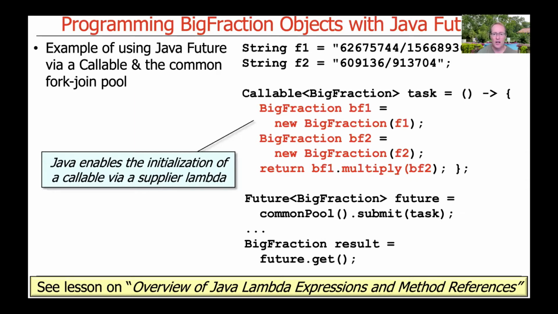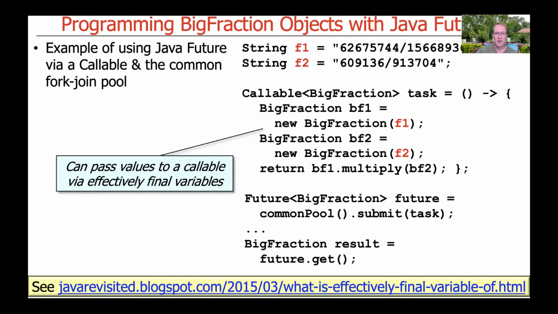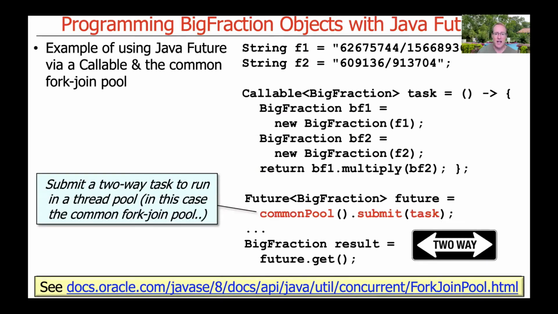So we can say the callable is a supplier lambda that will create two big fractions from the strings that are effectively final, and then we can go ahead and have those things multiplied together. So F1 and F2 are these effectively final variables. Down here, we then take this task and we submit it to the common fork join pool, and that will then run that task in the common fork join pool when there's nothing else ready for it to be run.